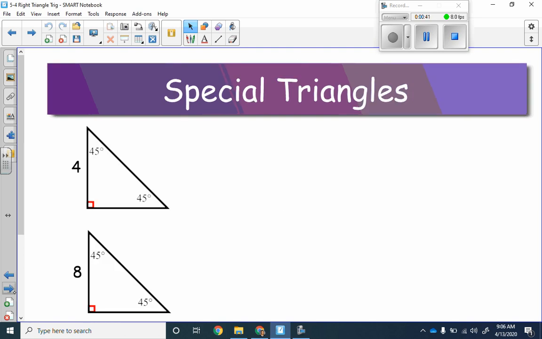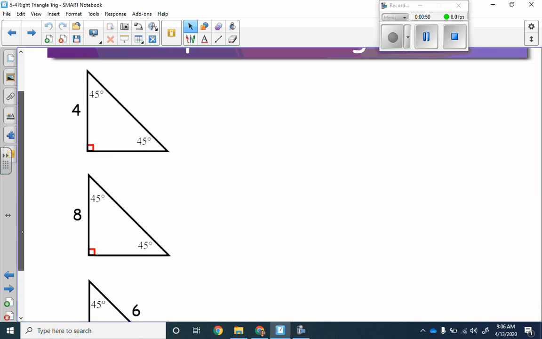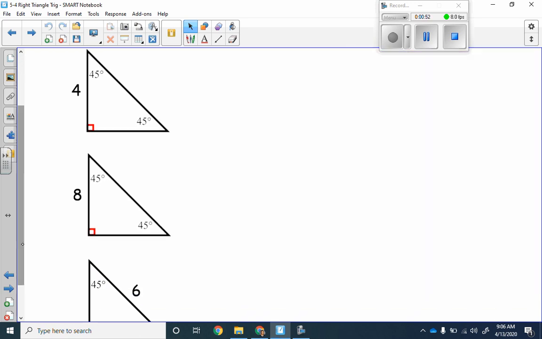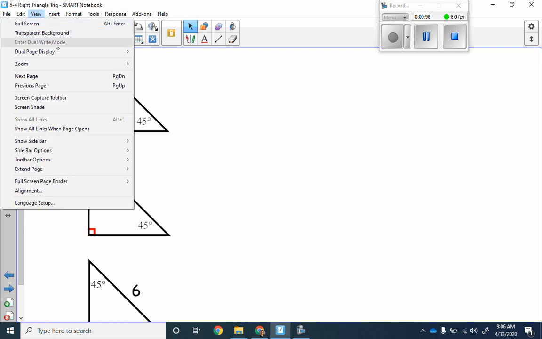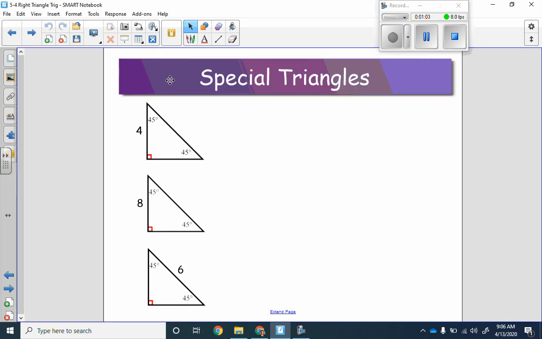Now, I want to take you back to geometry when we talked about special triangles. Special triangles are those 45, 45, 90 triangles and the 30, 60, 90 triangles. Of course, you can't see this whole thing, so I'm going to do the whole page here. And in these three examples, you've got 45, 45, 90 triangles.